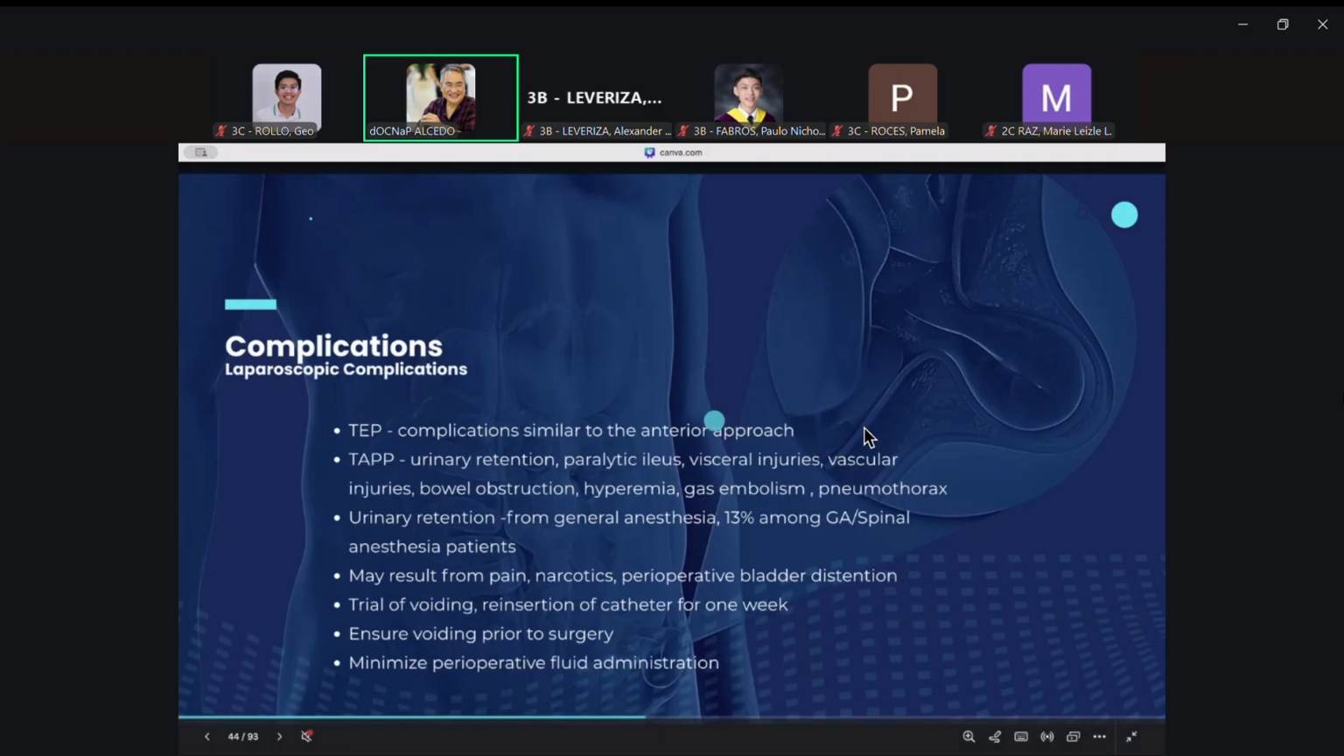So, more of the complications. Very important to minimize perioperative fluid administration. Dahan-dahan lang. You just remind your anesthesiologist, o wala kaming bleeding dito na in-expect, so dahan-dahan lang yung fluid administration. We don't want the patient to go into urinary retention, especially with patients who underwent hernia repair using spinal anesthesia, for example.